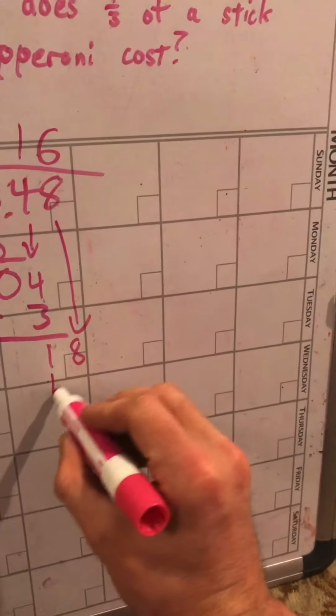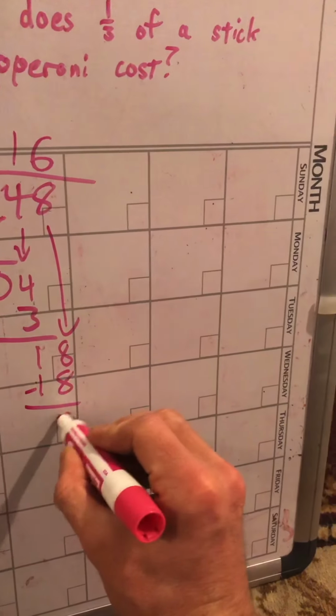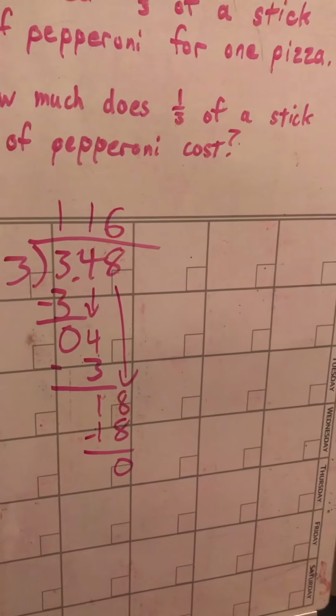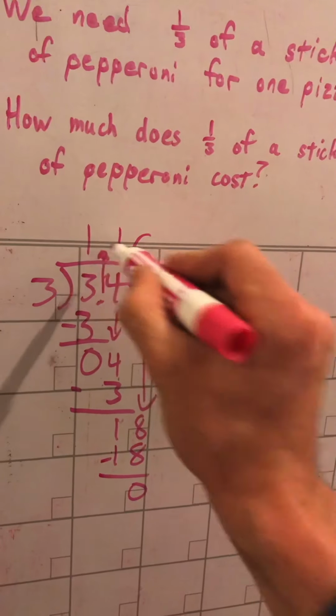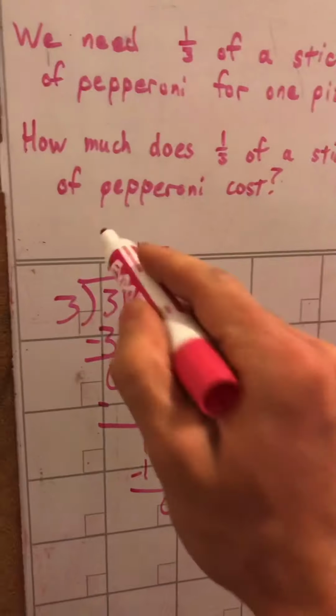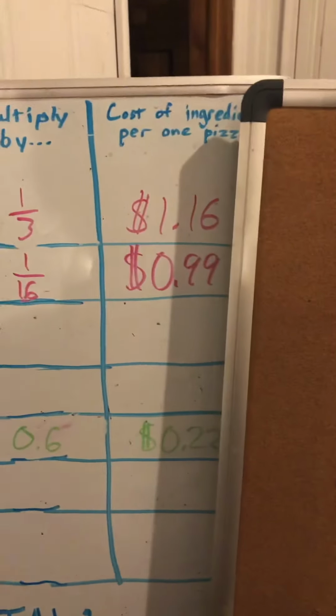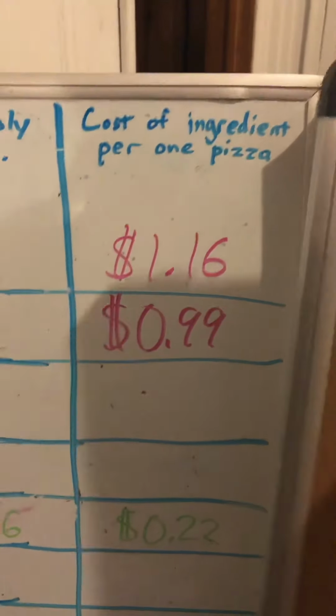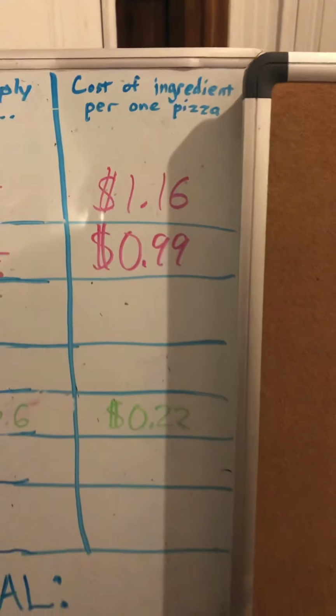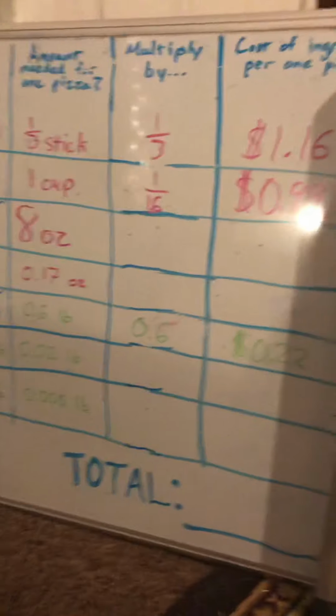3 times 6 is 18. We subtract and don't have any remainder left, and we're good here. We're going to bring this decimal straight up and put it there. So $1.16. That's how I got this cost of pepperoni per 1 pizza is $1.16. So again, just to recap, what I want you to do is to fill in this chart.